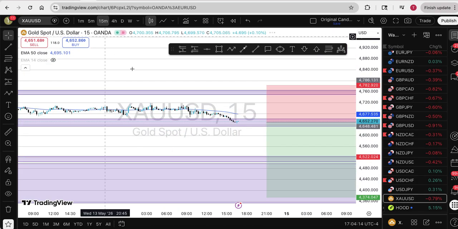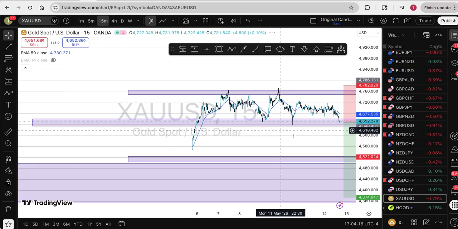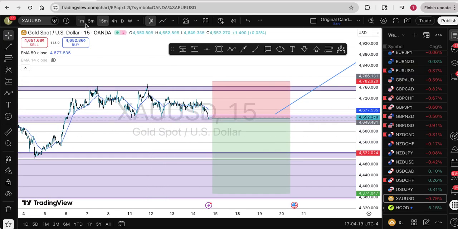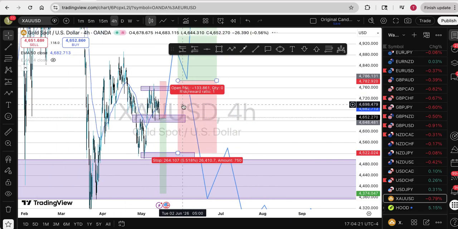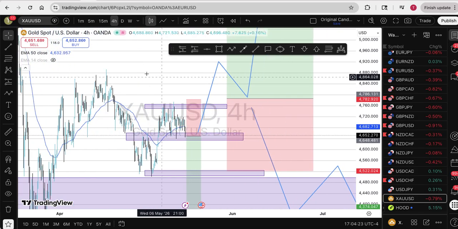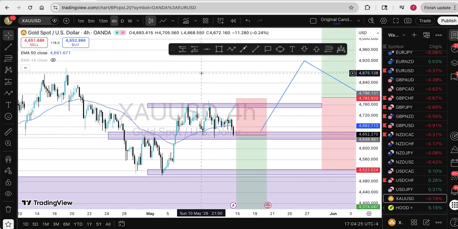So that's it. Sell on gold. Look at how the 15 moving average is looking. The 15 minute time frame is looking. I think if I was to take any trade on gold, it would be a sell.